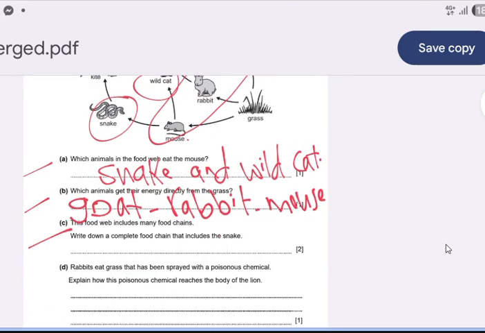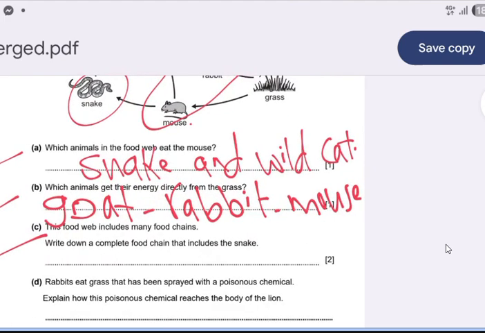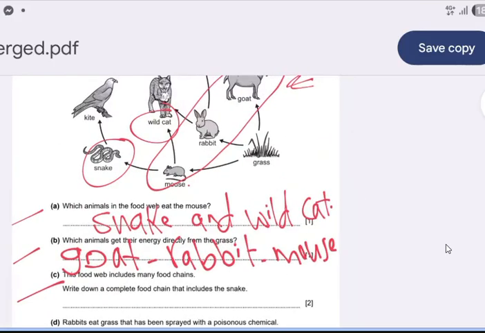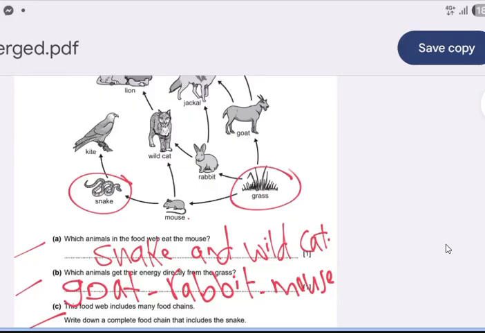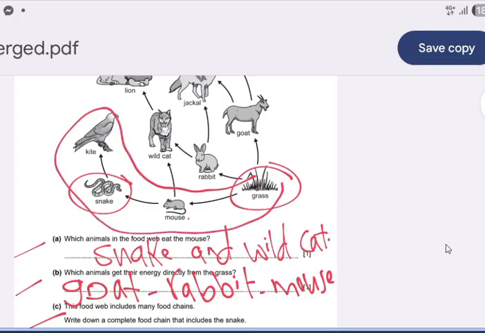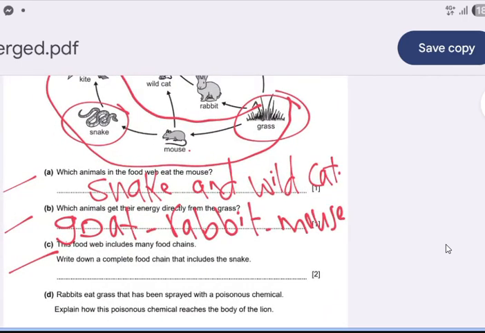Okay, and the second question. This food web includes many food chains. Write down a complete food chain that includes the snake. So, where is the snake? Over here. If you want to write only one food chain, we will start with the producer, right? So you are going to take this one. This is a complete food chain from the food web. So you are going to start with the producer, which is?